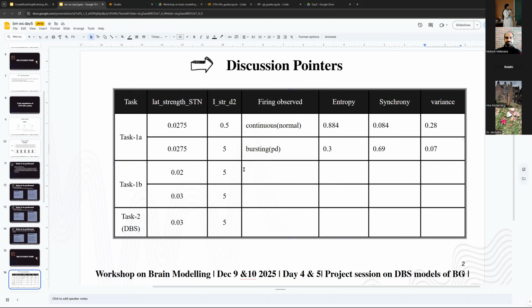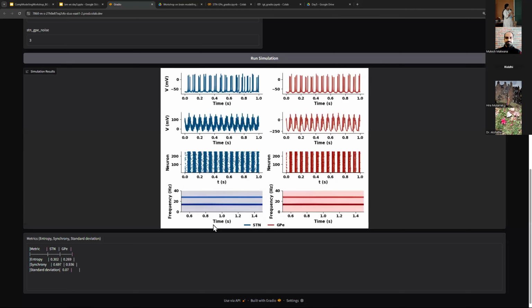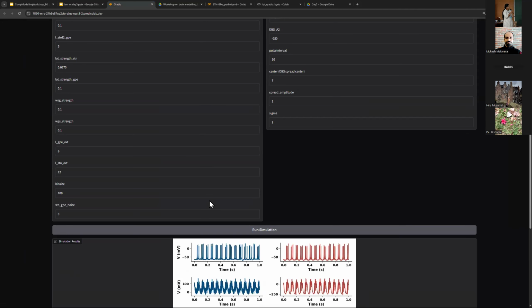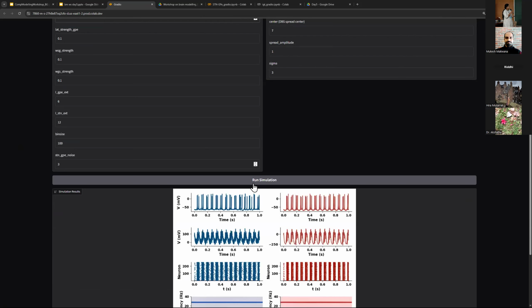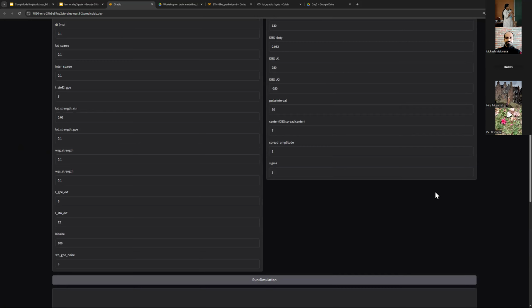The next part of the task is to keep the striatal currents constant and change my lateral strength. I'll go from a lateral strength of 0.02 to 0.03. Keep the lateral strength as 0.02 and external current as 5. Yeah, you can run it here.